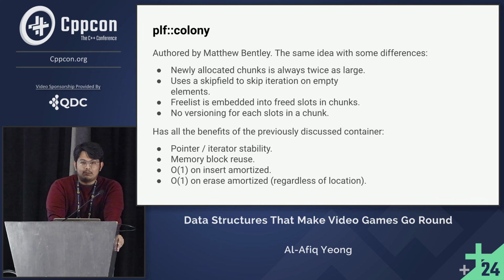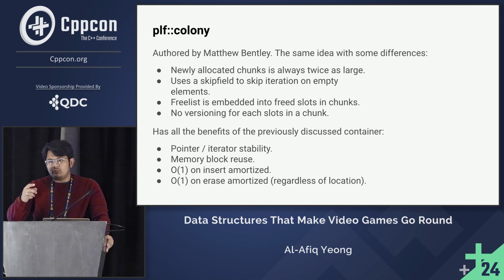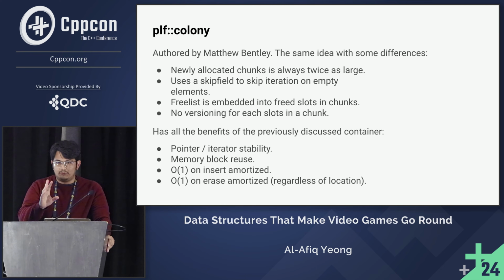Also, instead of having a separate free list, the free list is embedded into the free slot. So whenever you destroy an object, it casts that slot into a free list type. And there is no versioning for each slot in the chunk. It has all of the benefits of the previously discussed container. You have pointer or iterator stability, there's memory block reuse, O(1) amortized on insert, and also O(1) amortized on erase.